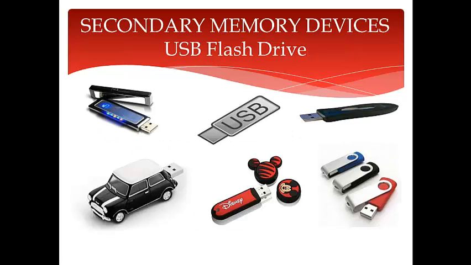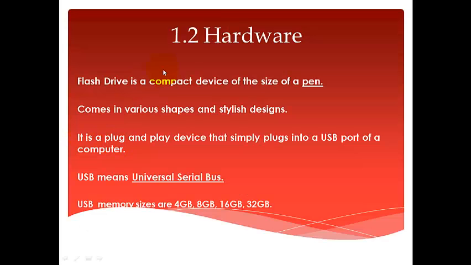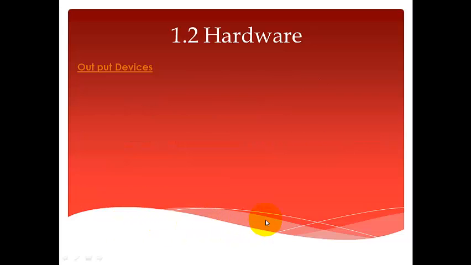And next comes your flash drive. It's also a secondary storage device, also called a memory stick. A flash drive is a compact device about the size of a pin, common in various shapes and styles. It's a plug-and-play device that simply plugs into the USB port of a computer. USB means universal serial bus. USB flash drives come in various memory sizes like 4GB, 8GB, 16GB and 32GB.